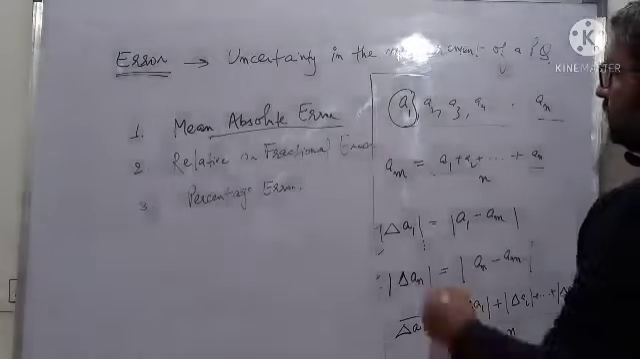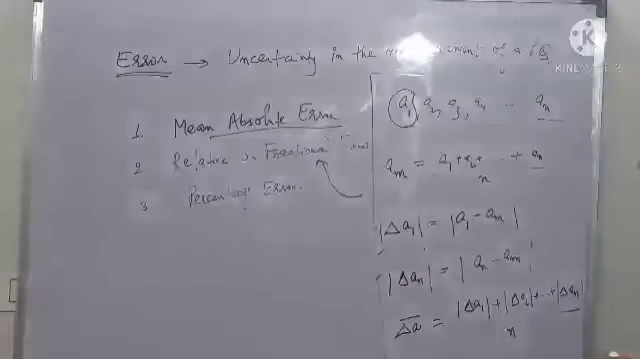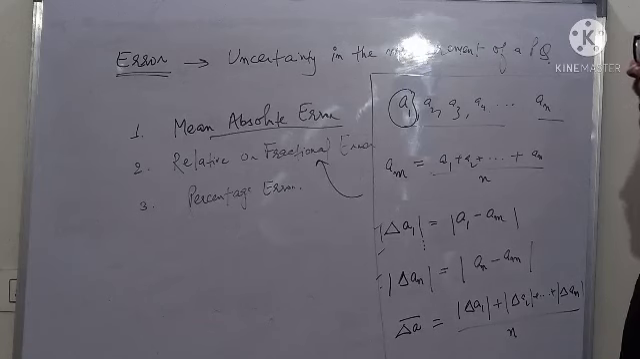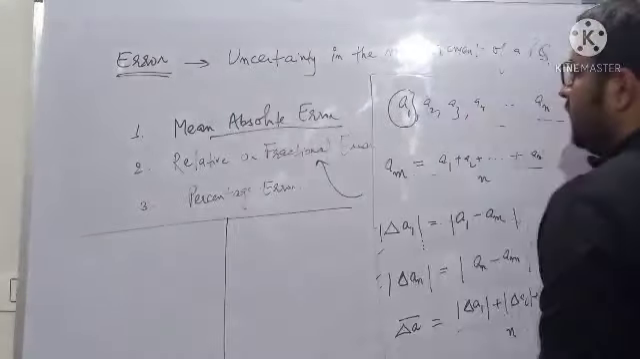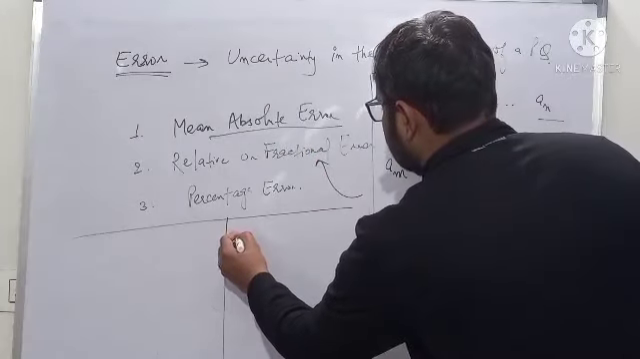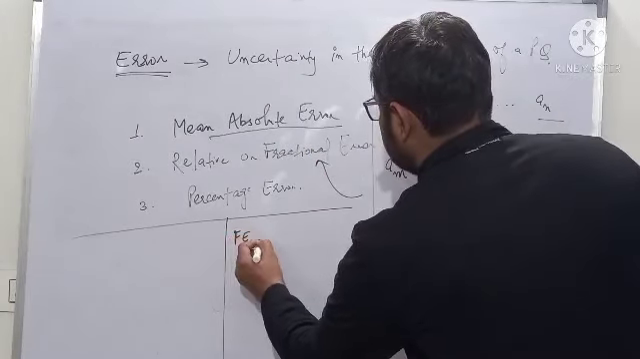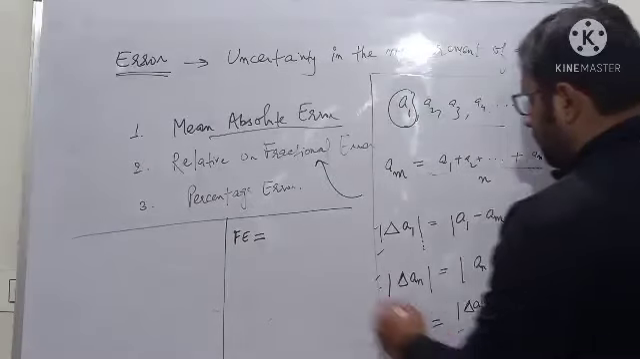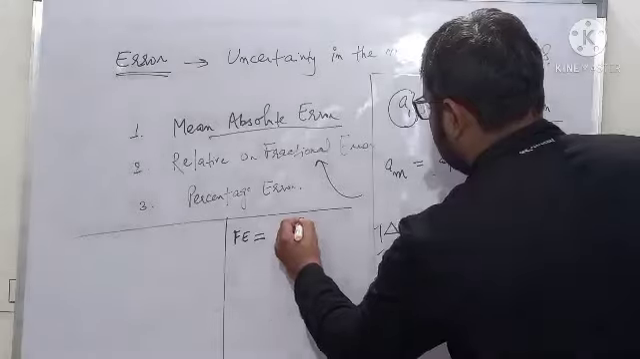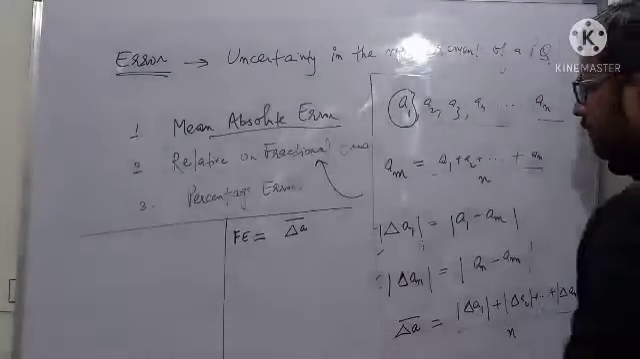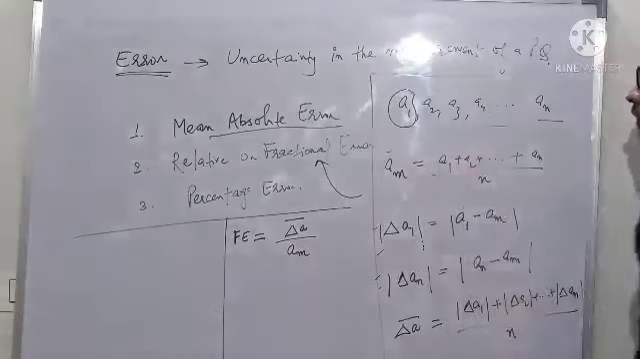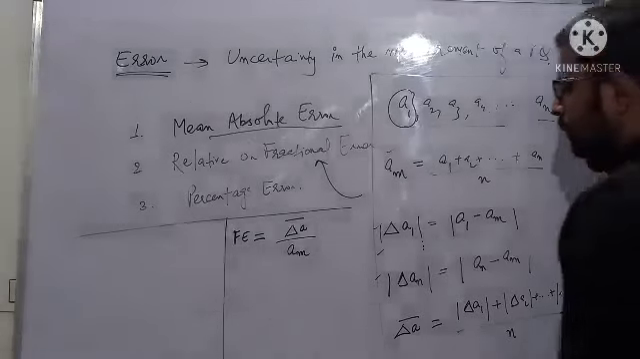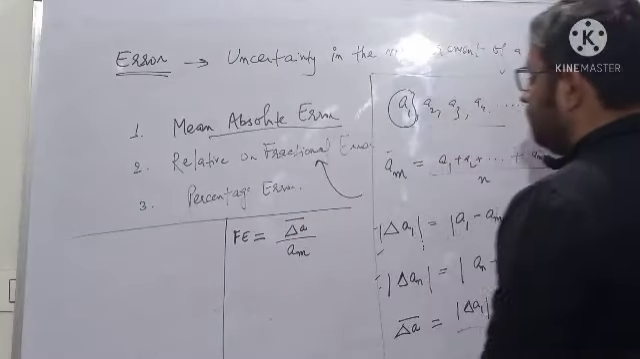So now comes what is fractional error. Once we have found the value of mean absolute error, the relative or fractional error is simple to find out. This relative fractional error, or FE, will be equal to delta A bar. Delta A bar is what? It is the mean absolute error, divided by this measured value, which we just found out. So this will be my fractional error or relative error.